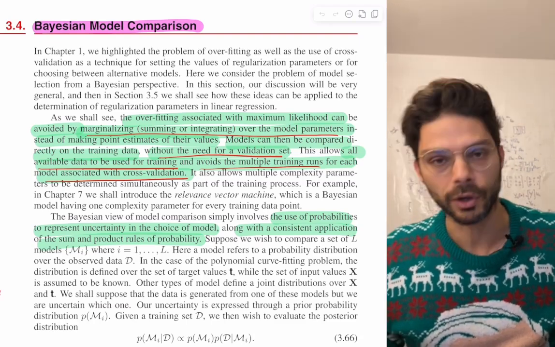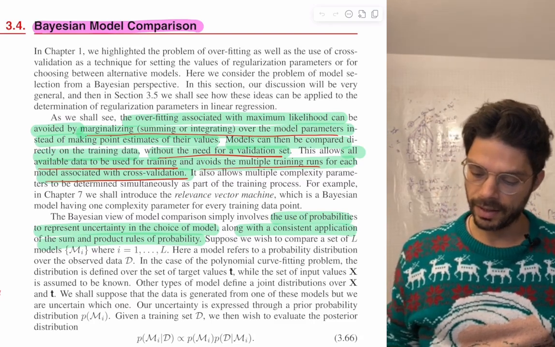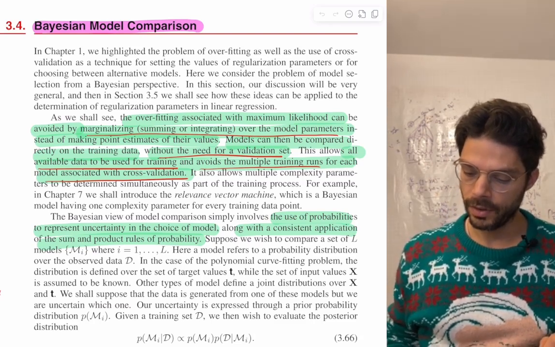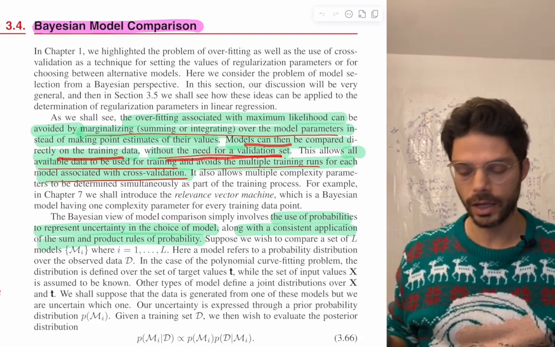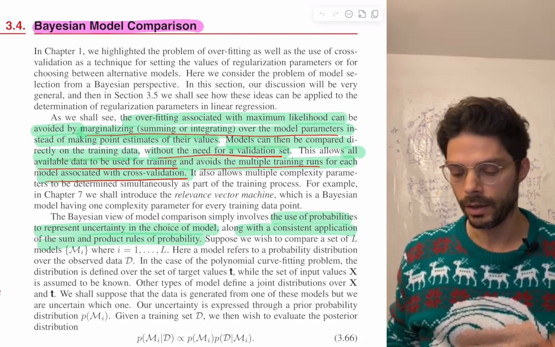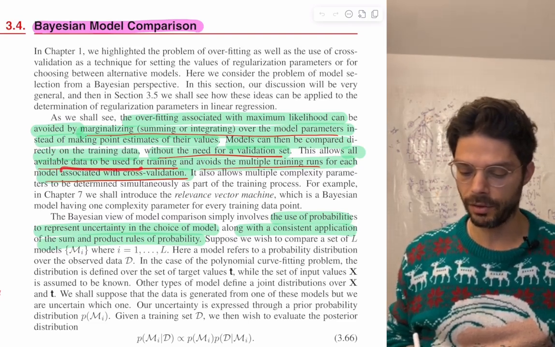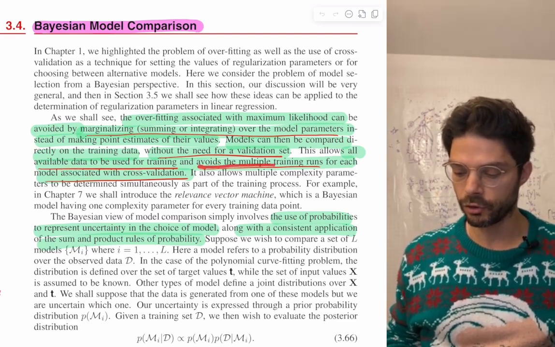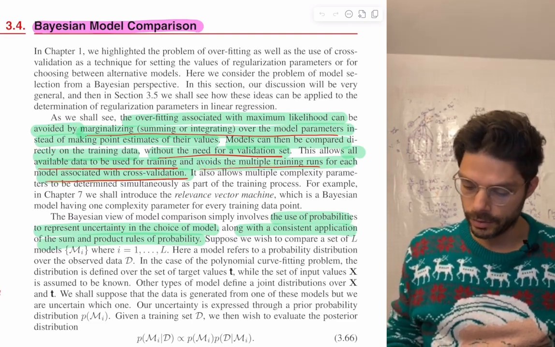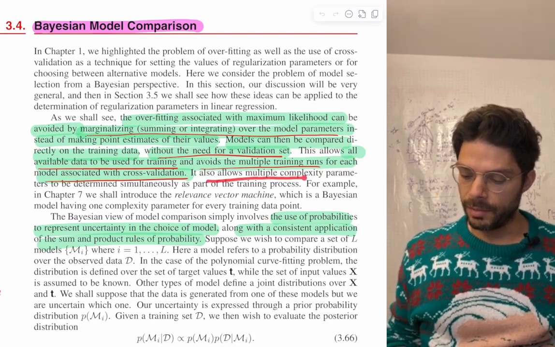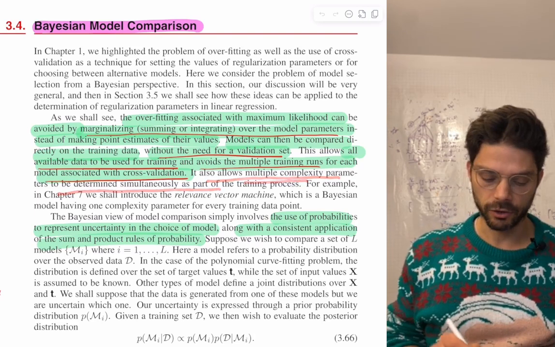So that's how your complex models get penalized naturally. So let's see how this is going to happen. Models can then be compared directly on training data without the need for a validation set. So we don't have to throw away or keep data away from training. All the available data can be used for training, and this avoids the multiple training runs for each model associated with cross-validation. And it also allows multiple complexity parameters to be determined simultaneously as part of the training process.